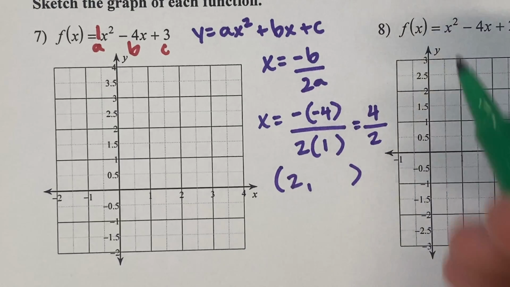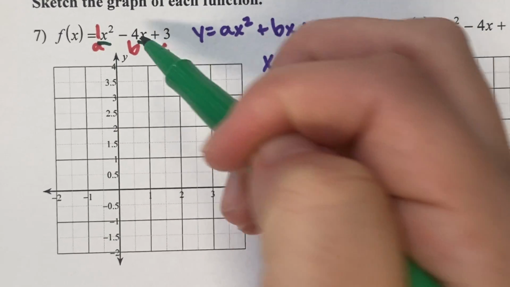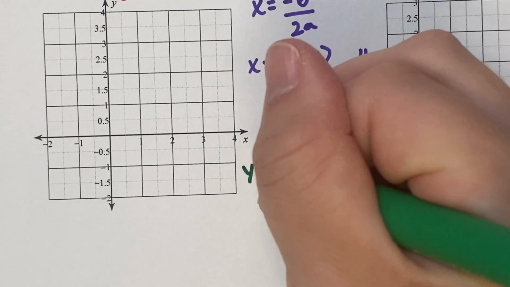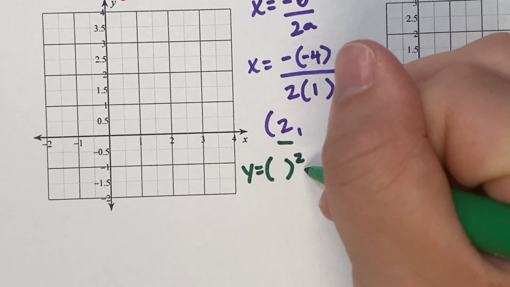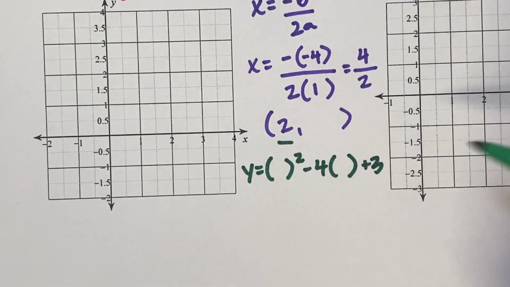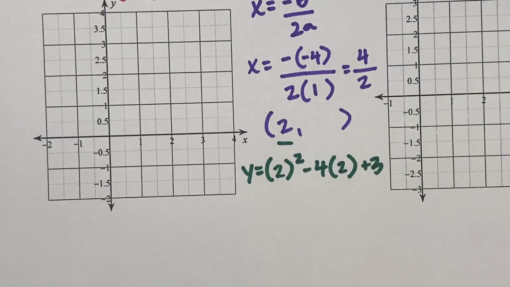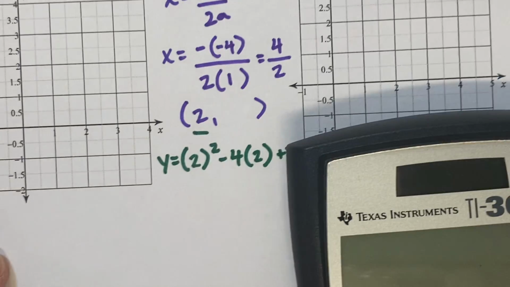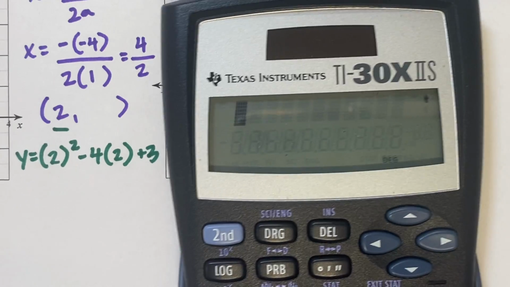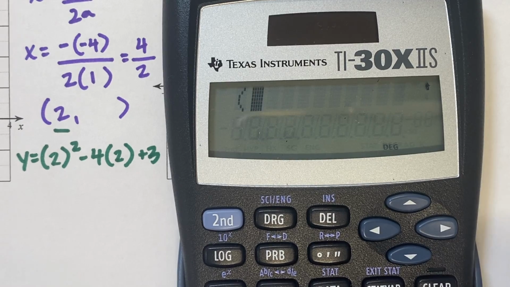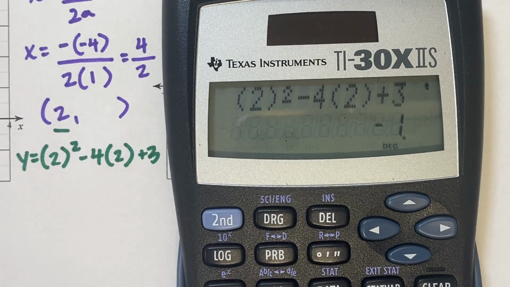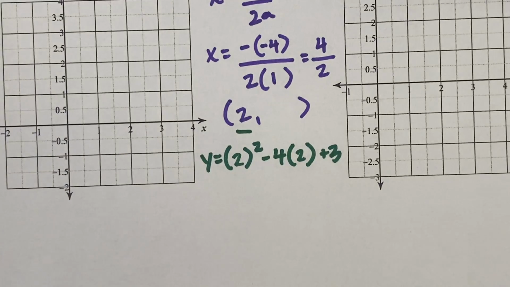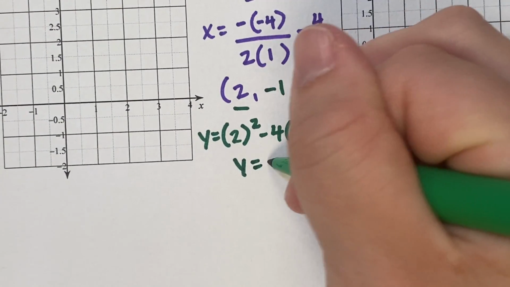To find the y part, we take our x and plug it into where we have x's. So y is equal to x squared minus 4 times x plus 3. You can punch this whole thing into a calculator as long as you include the parentheses. If you don't, your calculator might give you a different answer because of order of operations. Parentheses 2 parentheses squared minus 4 parentheses 2 parentheses plus 3, and I get a y-coordinate of negative 1.